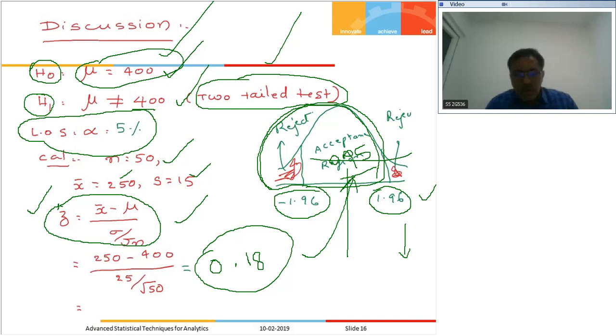Suppose this value is 2.5. Then what is the conclusion we can draw? Then we see where this 2.5 lies. It is beyond 1.96, and we have to go further. That means we have to move towards the region of rejection, right? Therefore, the claim is rejected.